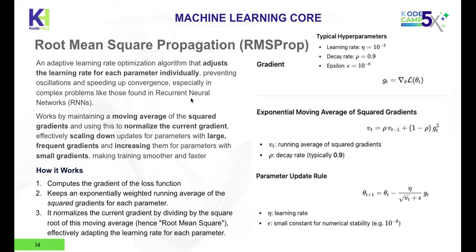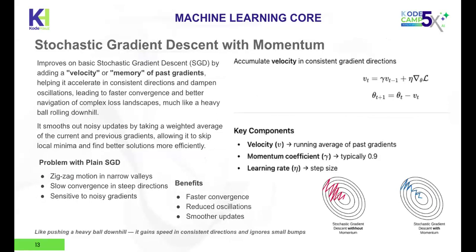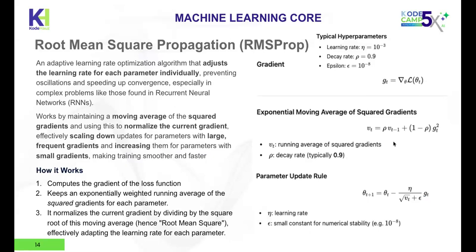The RMS prop was really popular in recurrent neural networks, which we'll talk about later on. But what it does is it takes a moving average of the squared gradient. This is the main difference between RMS prop and momentum. Momentum takes a moving average of the past gradients, a running average of the past gradients, while RMS prop takes the moving average, which is the same as running average, by the way, of the square of gradients.